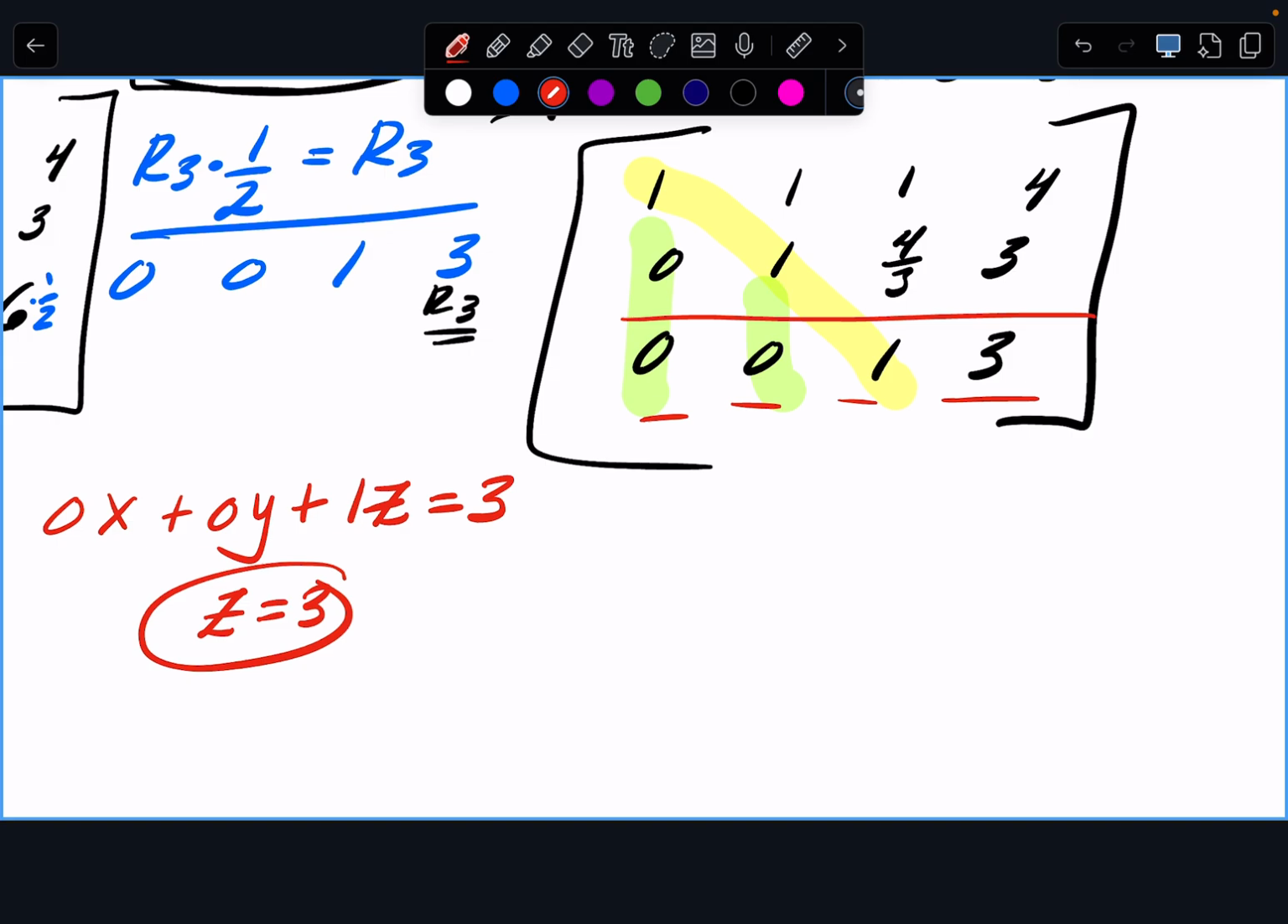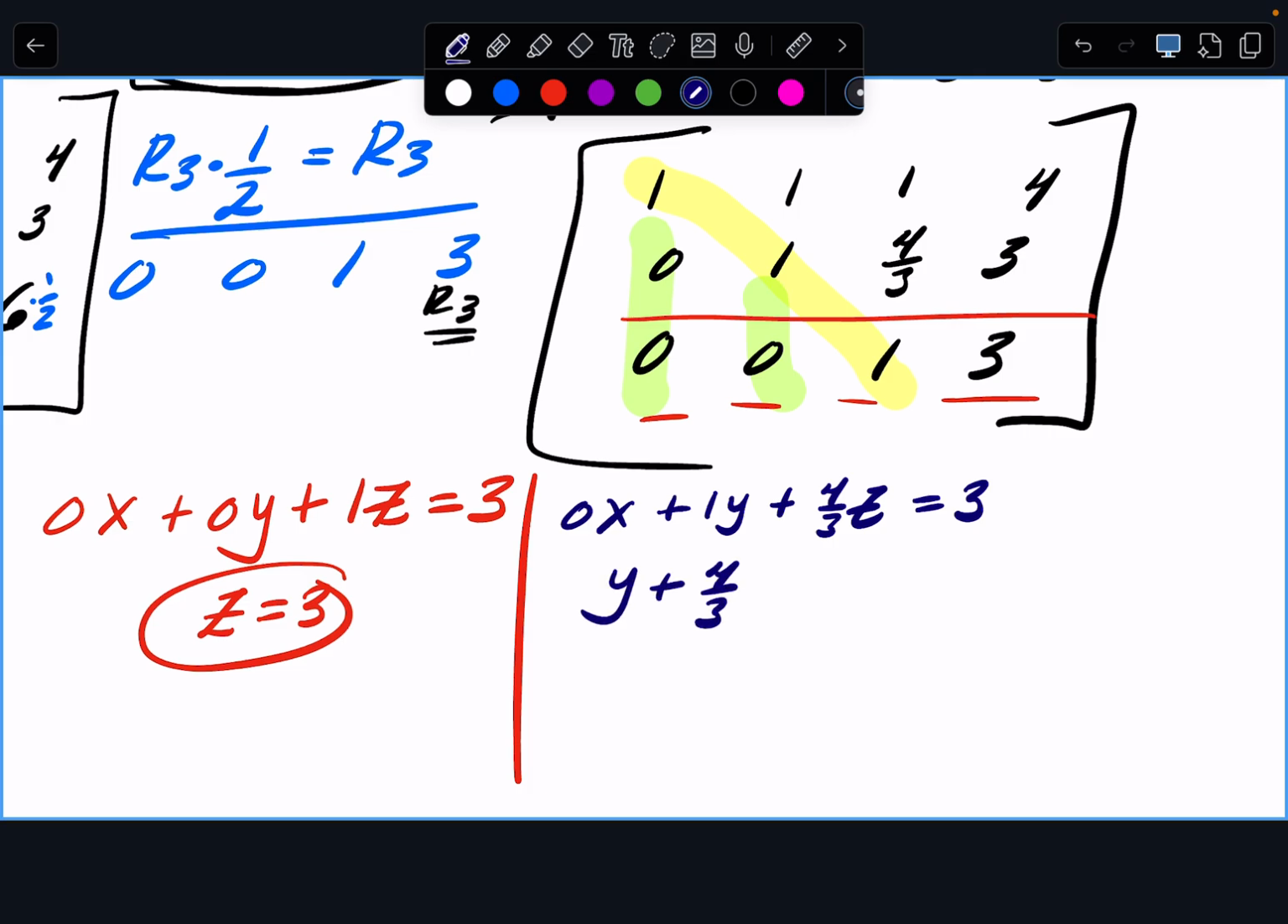That's always going to happen, right? That's why you got 1s and 0s, so that this would happen. Do you guys see? Are you seeing it? Yeah. Now what's the next statement? 0x plus 1y plus 4 thirds z equals 3. So now, look, we can use substitution, like back calculation, to finish. So we don't need 0x. We have y plus 4 thirds, isn't z 3? Equals 3. So that would be y plus 4 equals 3.